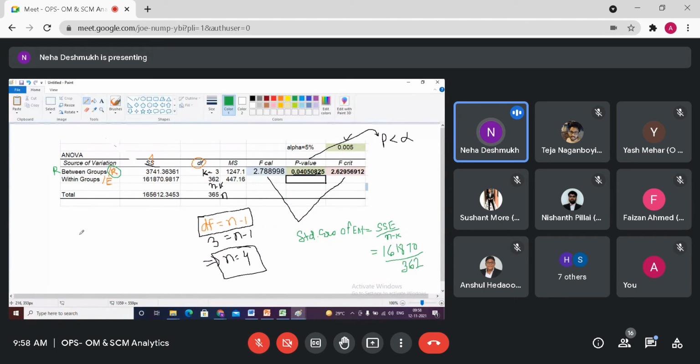Now, if you want to calculate the coefficient of determination, R square, it is calculated by sum of square of regression upon sum of square of total. Sum of square of regression is 3741 upon total 16561, right?